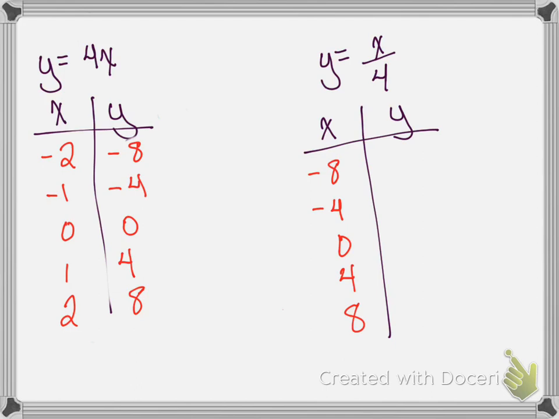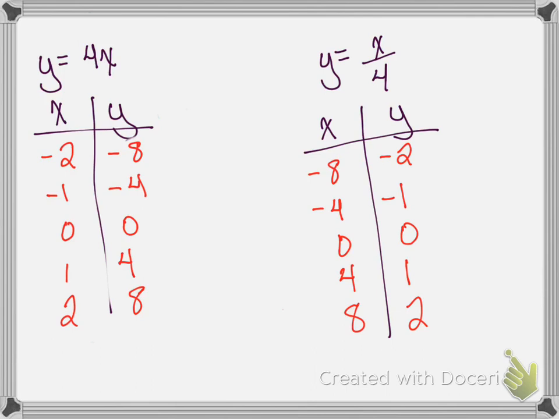What happened when I plugged -8 in? What did we get? -2. Good. What happens when I plug -4 in? -1, right? Okay, 0, 0, 4, 1, 8, 2. What'd you notice? Yeah, it's interchanged. My x's became my y's, and my y's became my x's.